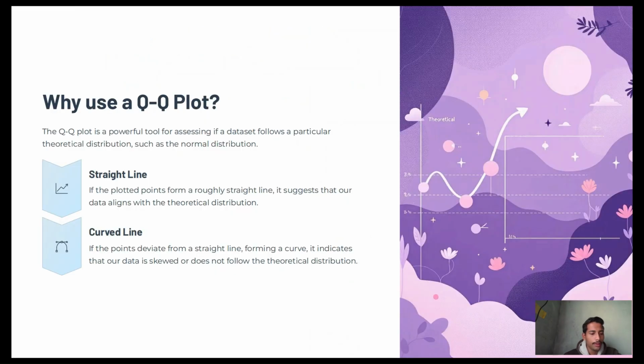The next slide. Why is the Q-Q plot so powerful? It gives us a visual truth test. If the points fall on a straight line, our data matches the theoretical distribution. If the points form a curve, it indicates our data is skewed or different from the theoretical model.